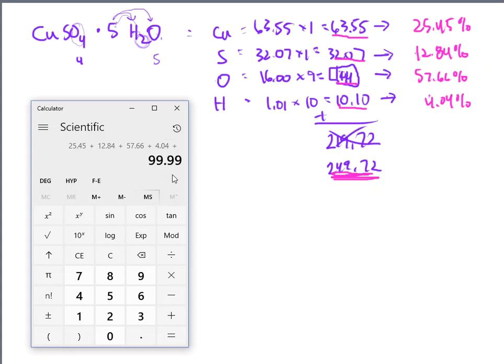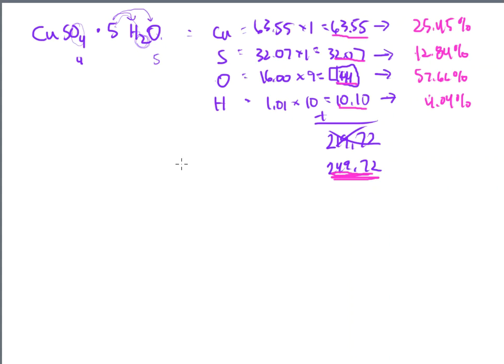That's going to round up to 100. All of these are rounding errors that are happening, so I know I'm going to be a little bit off or a little bit above or below when I add these things up. As long as I'm close, that's all that matters. All right? So that's another example of doing percent composition using a hydrate in this case.